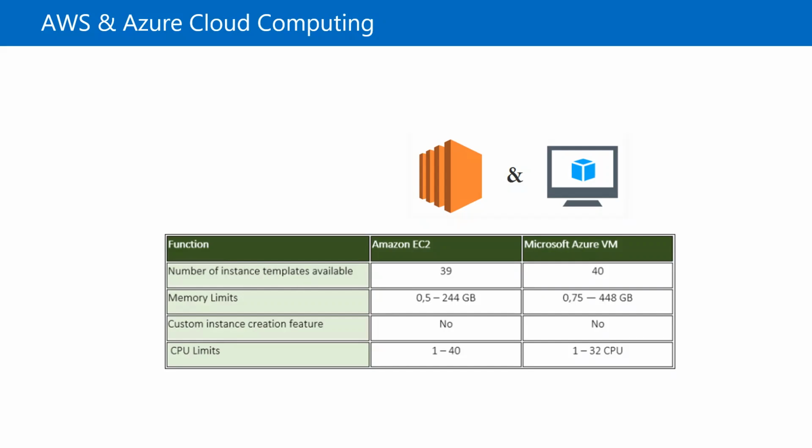But in a standard approach, we have 39 sizes in Amazon, 40 sizes in Azure, just a difference of one. We have double the size in Azure for memory limits, but we have more capacity on the CPU. We have 20%, 25% more capacity in the CPU. So we balance the computing. At the end, as I said, these are standard workloads.